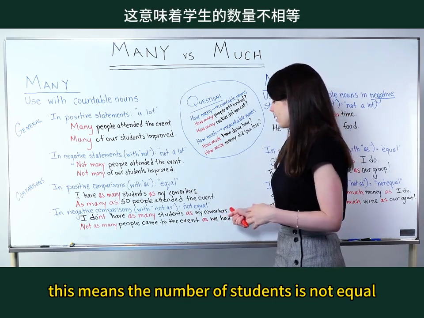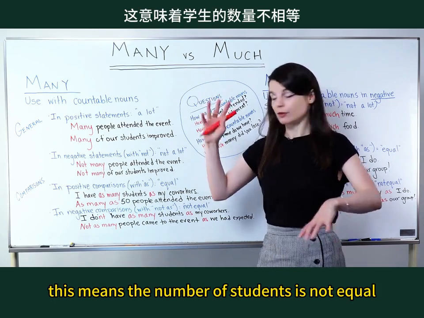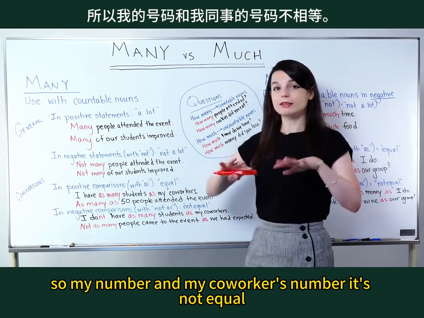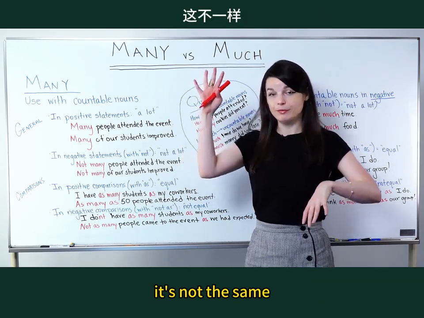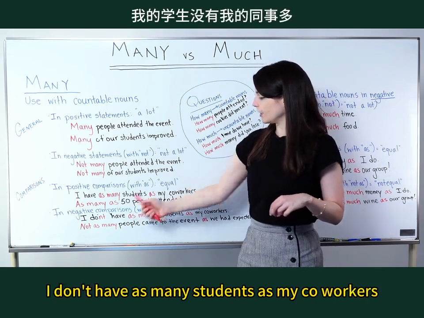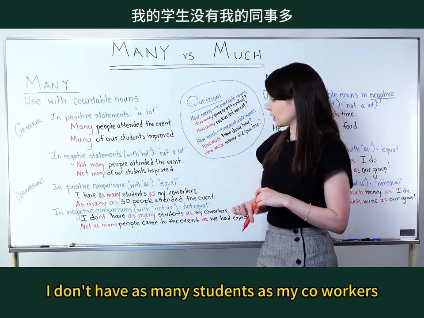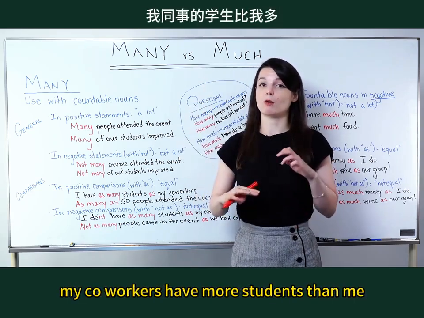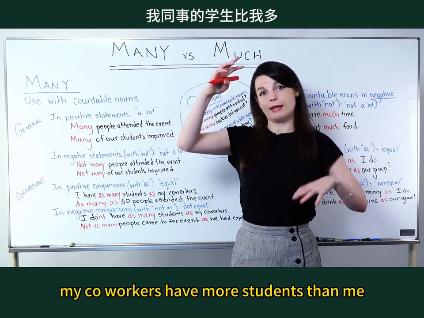This means the number of students is not equal. So my number and my coworker's number, it's not equal. It's not the same. So I've shown that here. I don't have as many students as my coworkers. That sounds like I have fewer students than my coworkers. My coworkers have more students than me.